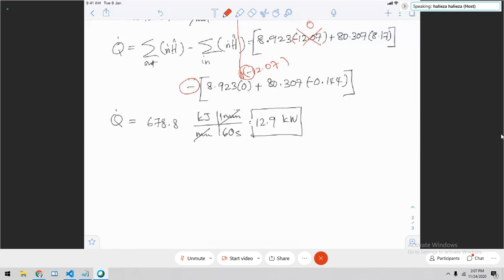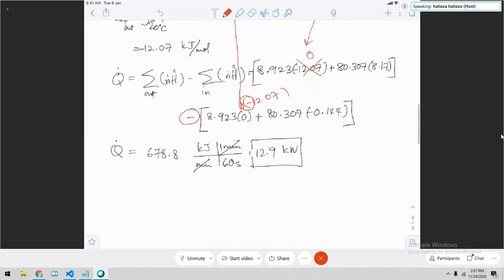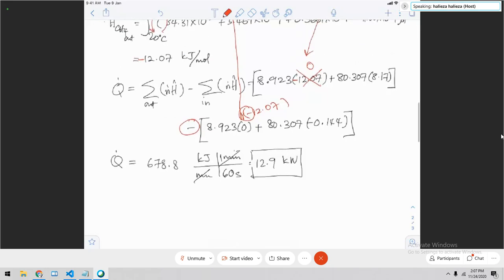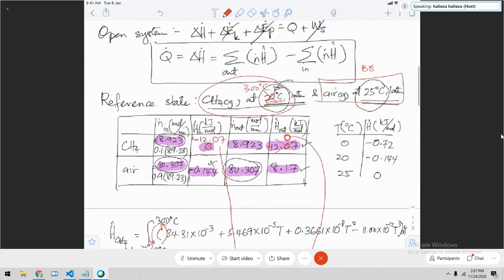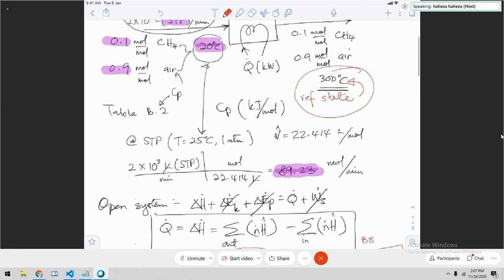You will get the same answer, regardless of whether you use the inlet as your reference state or your outlet as the reference state. You still get the same answer. Do check the calculation. We did this yesterday. We used the inlet. Now, based on your question, Iman's question, we decided to use the 300 as the outlet, as the reference state. We decided to select the reference state to be the outlet.